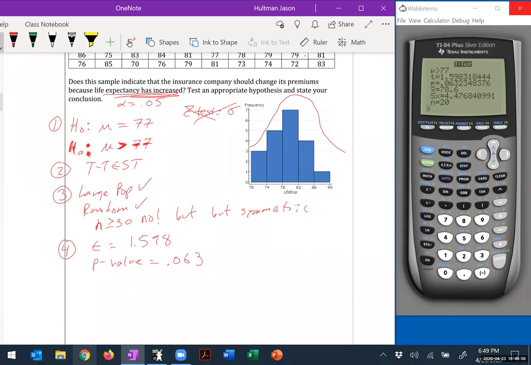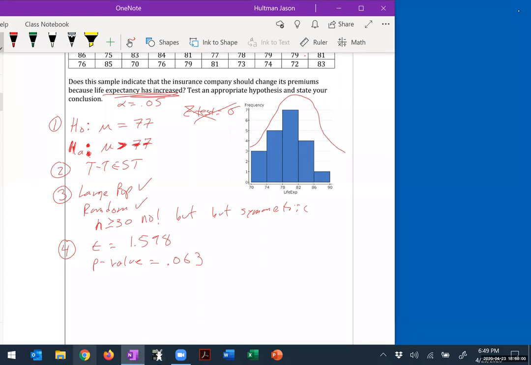Let's do this on StatCrunch real quick. I'll get rid of the calculator. Okay, let's go to StatCrunch.